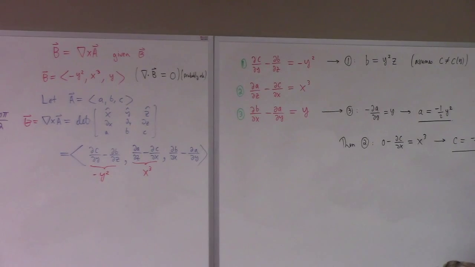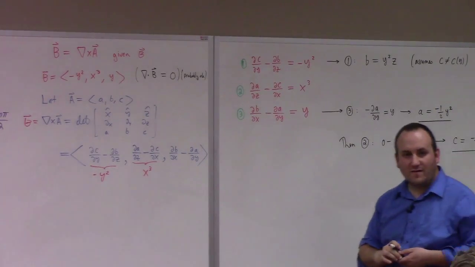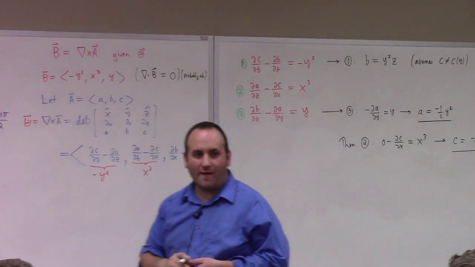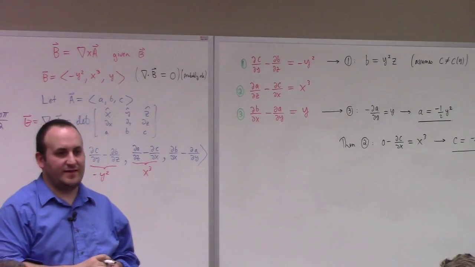So in total, we learned that we can make a equal to minus 1/2 y squared, y squared z, and minus 1/4 x to the 4th. Yep. Basically setting one of those partials to 0, solving one at a time. Pretty much. That's one thing we can do.